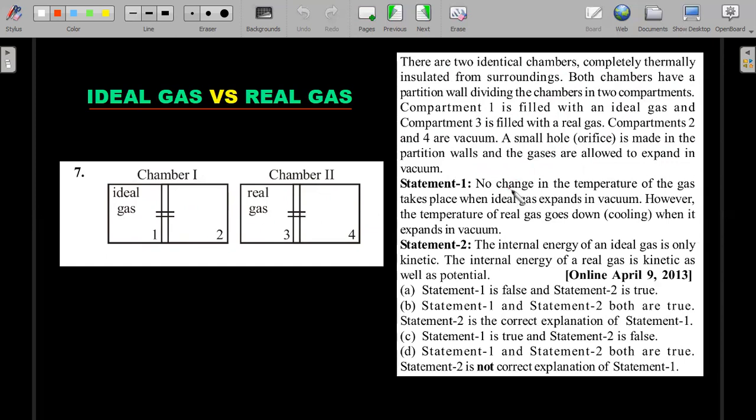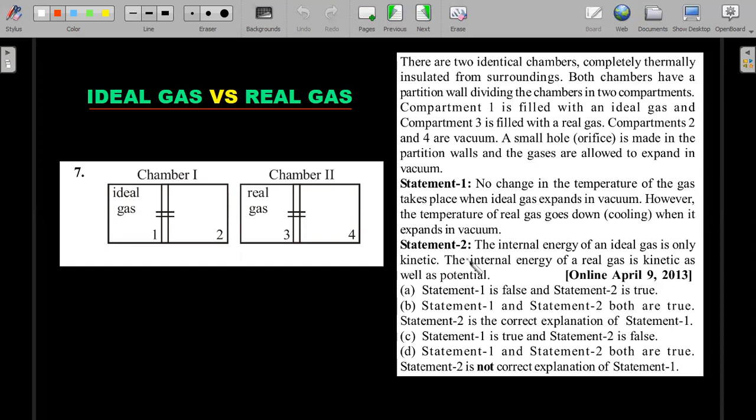Statement 1: no change in temperature of gas takes place when ideal gas expands in vacuum. However, the temperature of real gas goes down. That means cooling takes place when it expands into vacuum. That's statement 1. Statement 2: the internal energy of an ideal gas is only kinetic in nature. Right, when we consider ideal gas, we talk about kinetic energy only, no potential energy, no interactions. The internal energy of real gas is kinetic as well as potential, is statement 2.